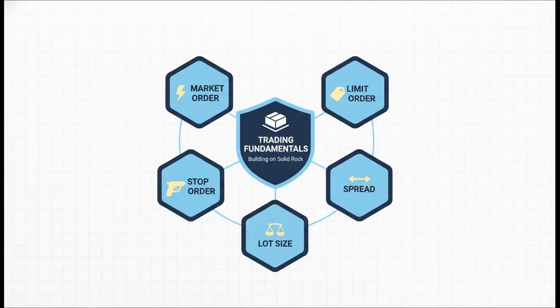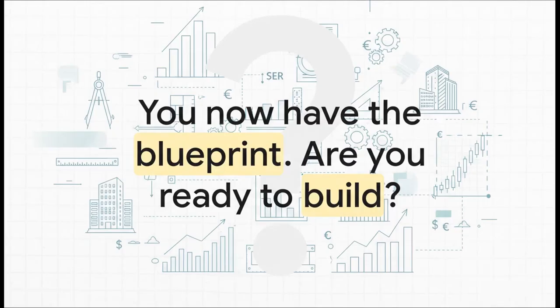All right, let's lock it all in. A market order is instant, but you can get slippage. A limit order gives you your price, but you might miss the trade. A stop order is a trigger that becomes a market order. The spread is your unavoidable entry fee. And the big one, lot size, is your absolute control over your financial risk. This is the bedrock.